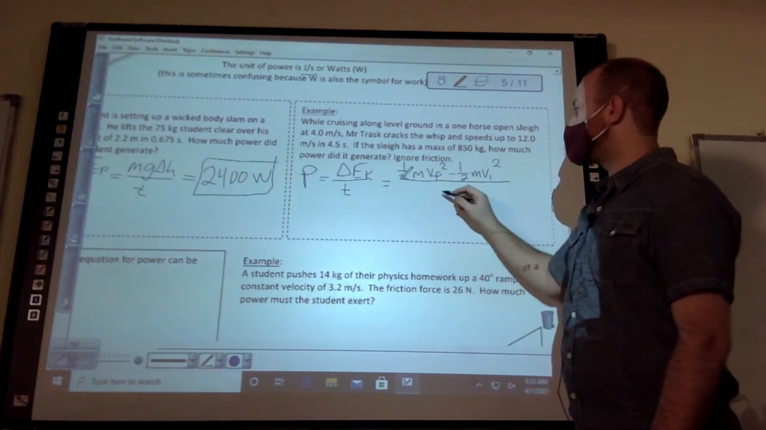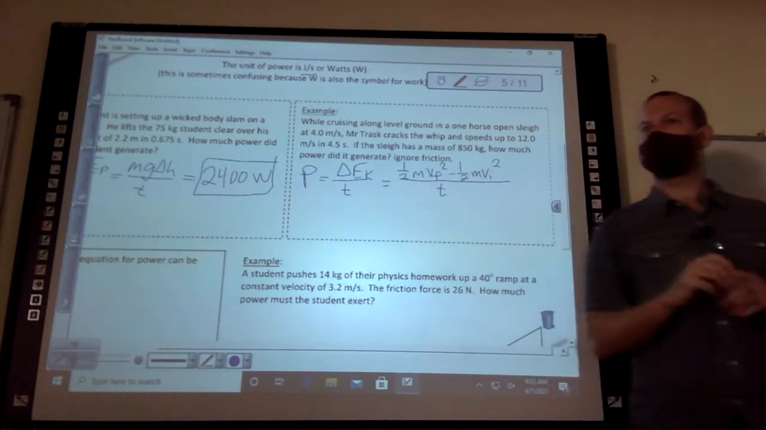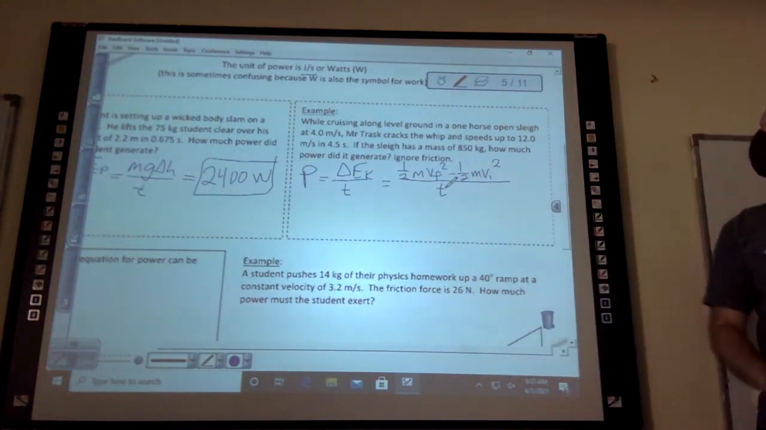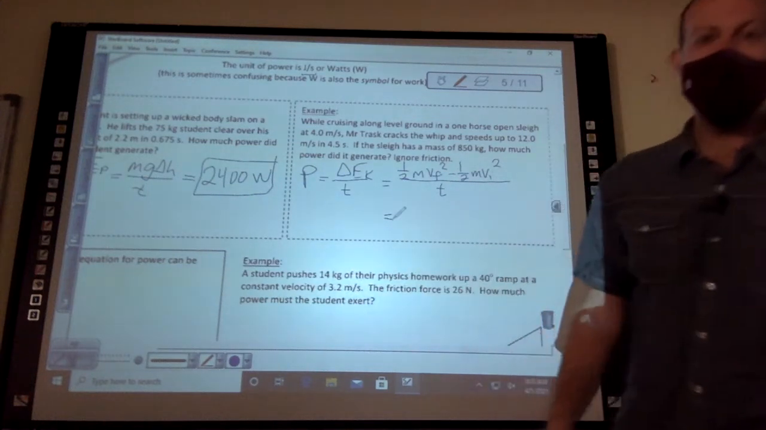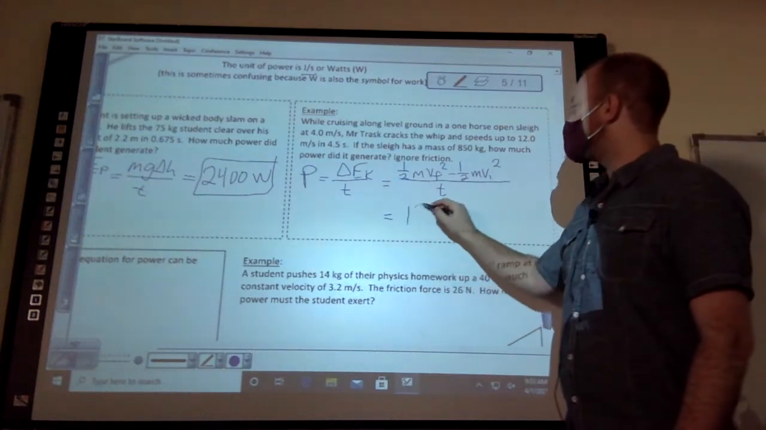Final kinetic minus initial kinetic. You've got all the numbers. You've got the mass, you've got final velocity, you've got initial velocity, you've got time. So just plug in the numbers. I'm not going to show you where those come from. And you get 12,000 watts.